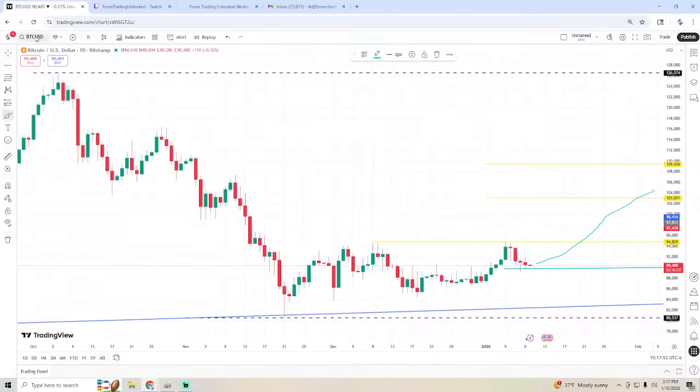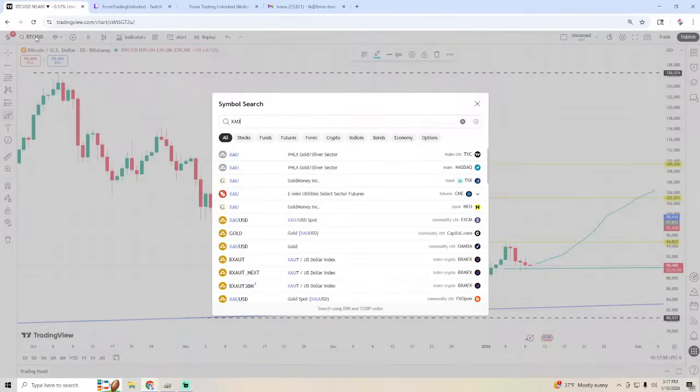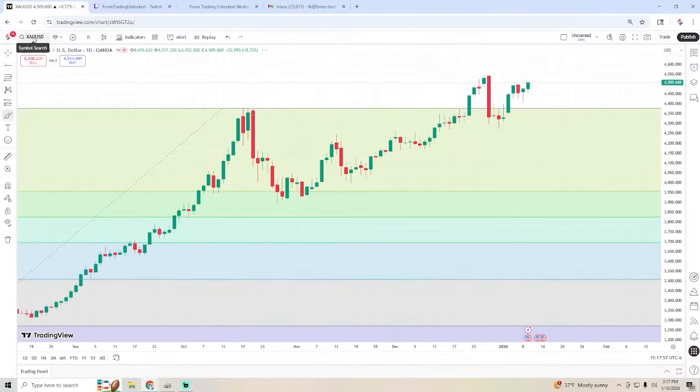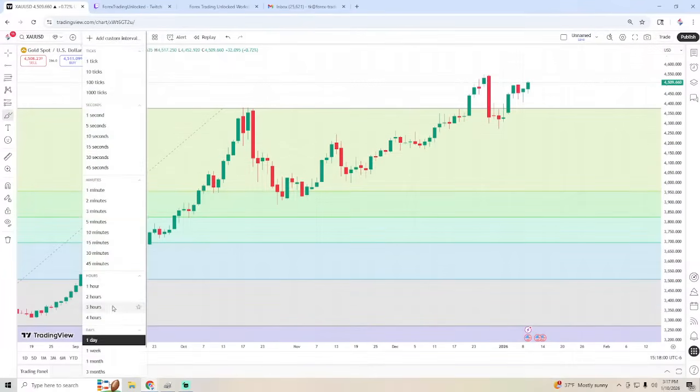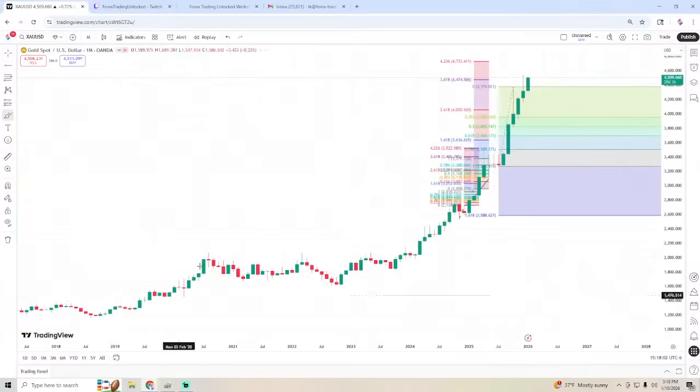So we got the Bitcoin. Let's go to the gold. This is a market that, I'll tell you what, it is overcooked for sure. That doesn't mean that it's not going to keep on rallying, though, for right now. I have to say, it's kind of crazy. Gold just continues to pound through highs.